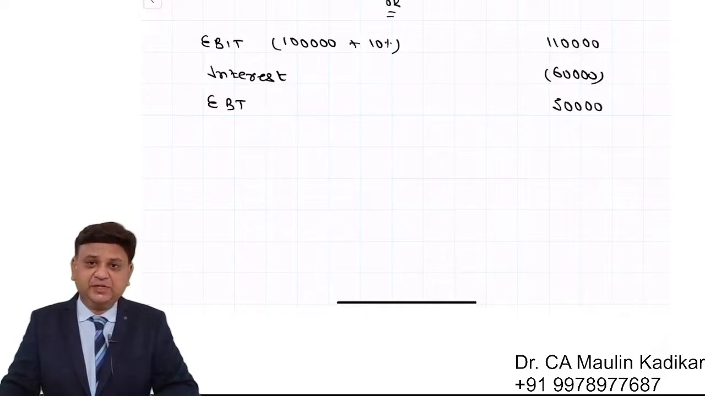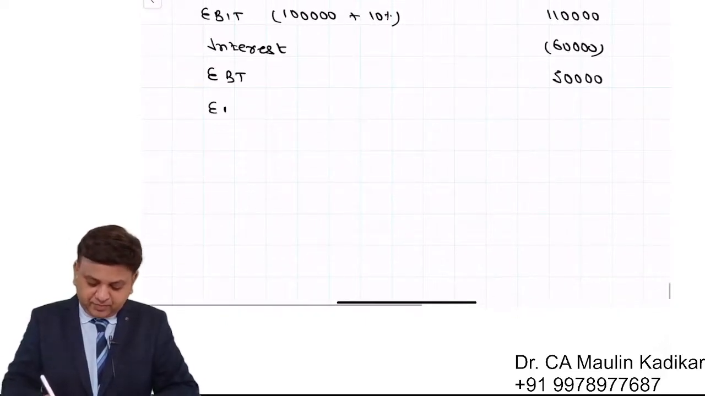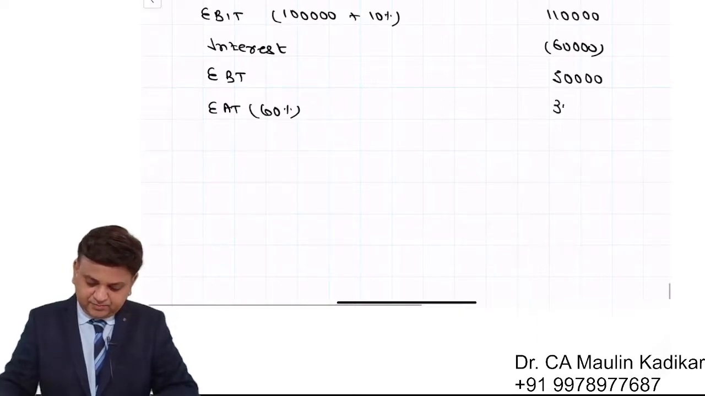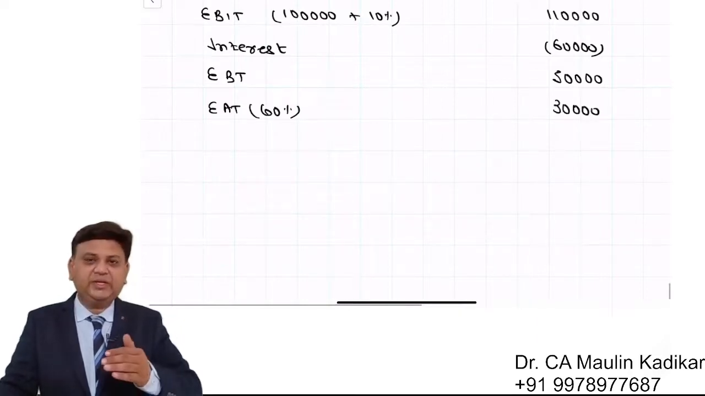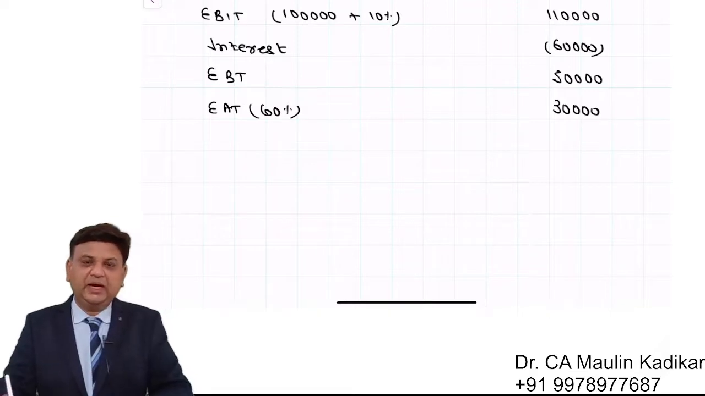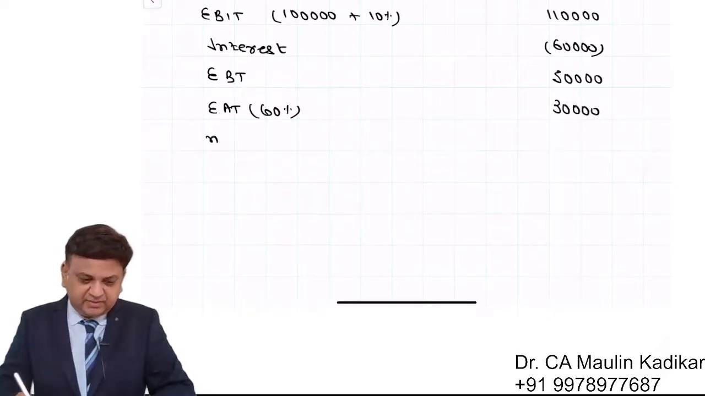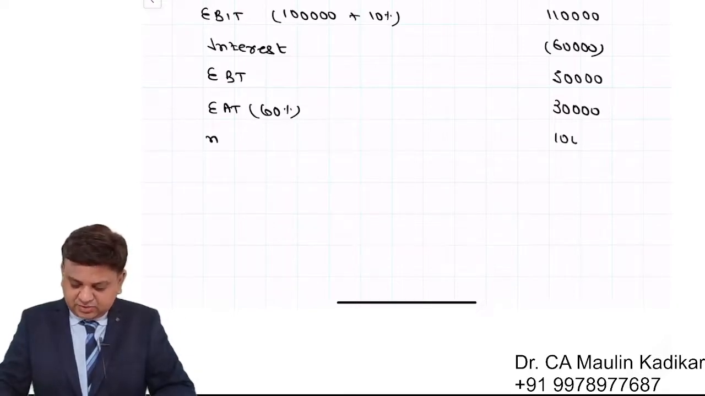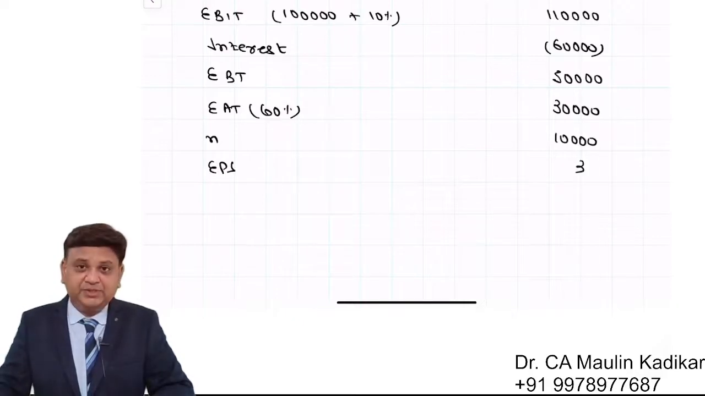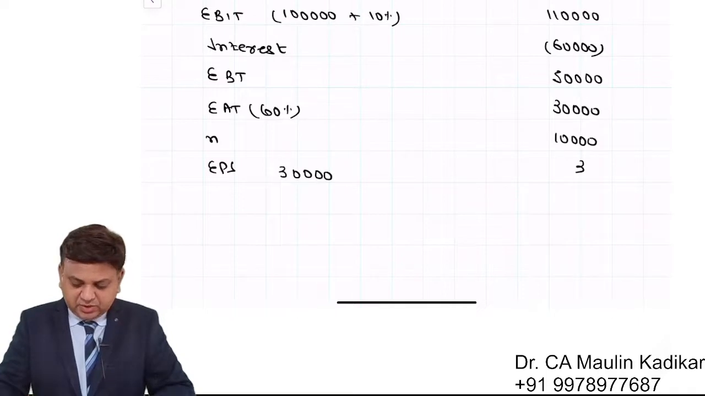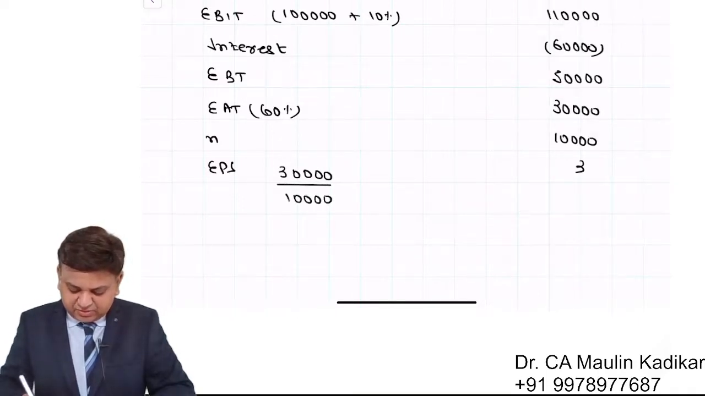Income tax rate is 40%. So I'm writing directly earning after taxes, that is 30,000. Because 20,000 is the tax that you have to pay and the remaining is 30,000. Divided by number of equity shares, it is 10,000. So earning per share is 3. That is 30,000 earning after taxes divided by number of equity shares, 10,000.